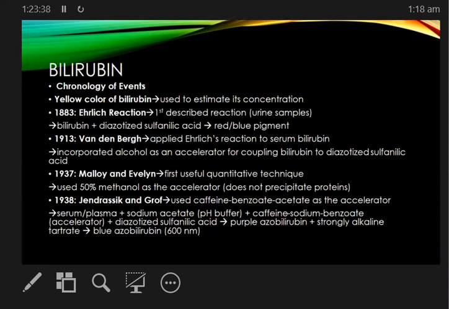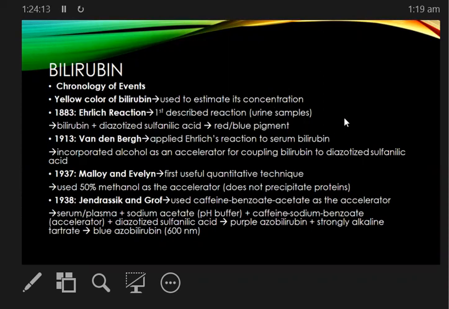The first one utilized to measure your bilirubin is based on the yellow color of your bilirubin. Remember that bilirubin has an inherent yellow color, and because of this, it was used to estimate its concentration. They can only estimate because the concentration is just based on the intensity of the yellow color produced by bilirubin.